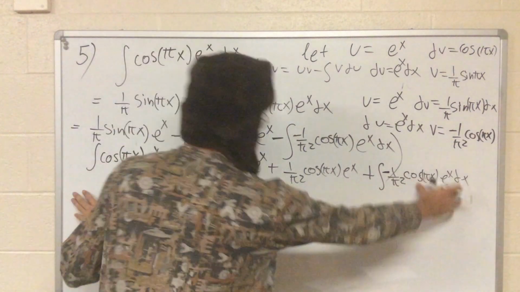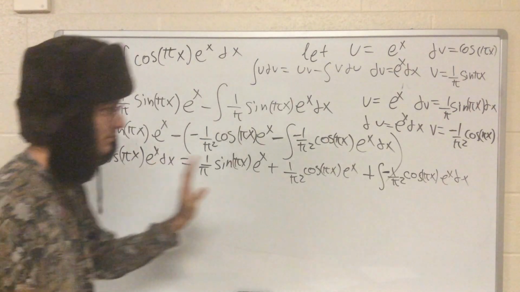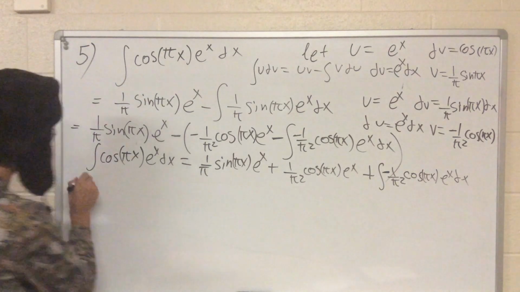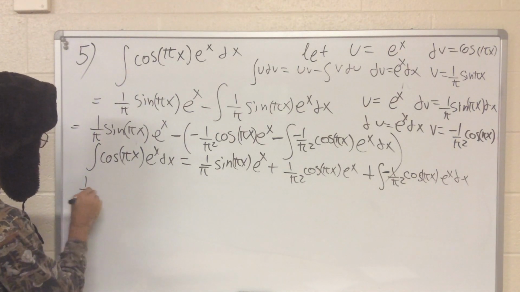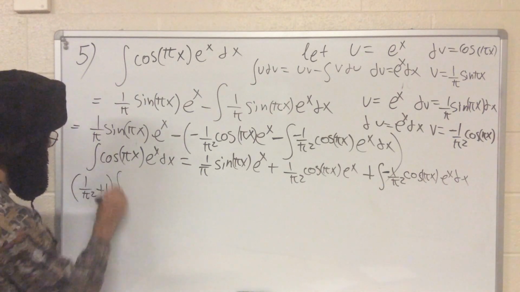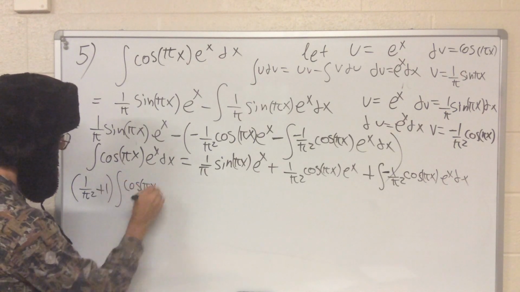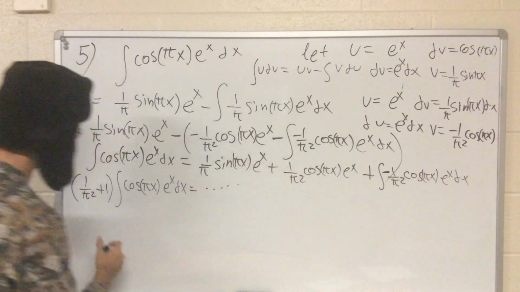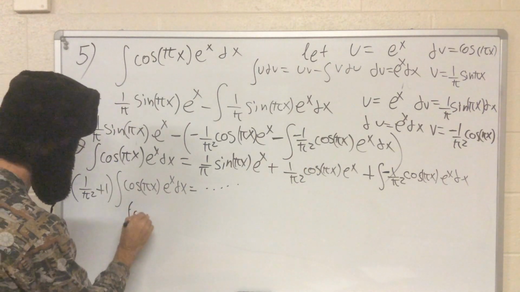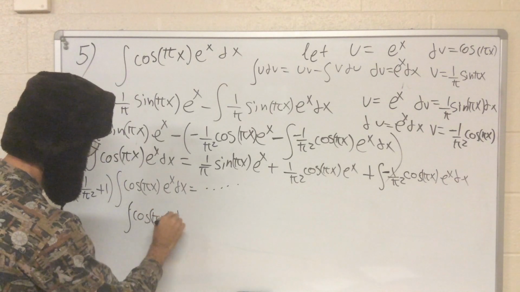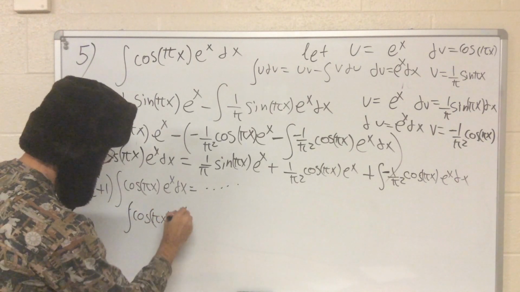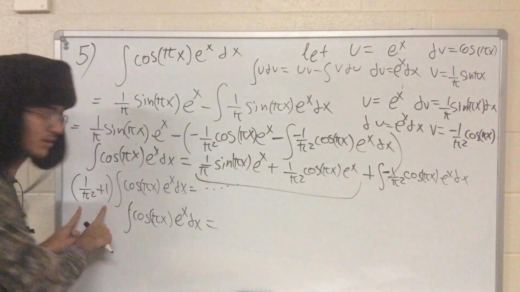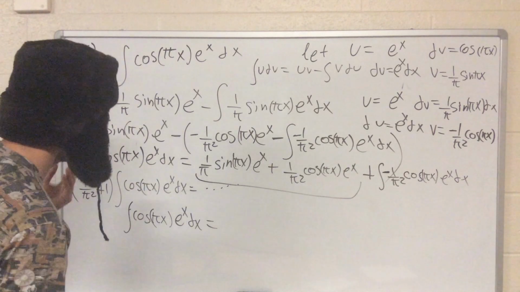So we add this on both sides and factor out 1 over pi squared plus 1, right? If we factor out 1 over pi squared plus 1 times the integral of cosine of pi x times e to the x dx, that's equal to that. Then we know the final answer: the integral of cosine pi x times e to the x dx will be equal to this divided by our factor, 1 over pi squared plus 1.